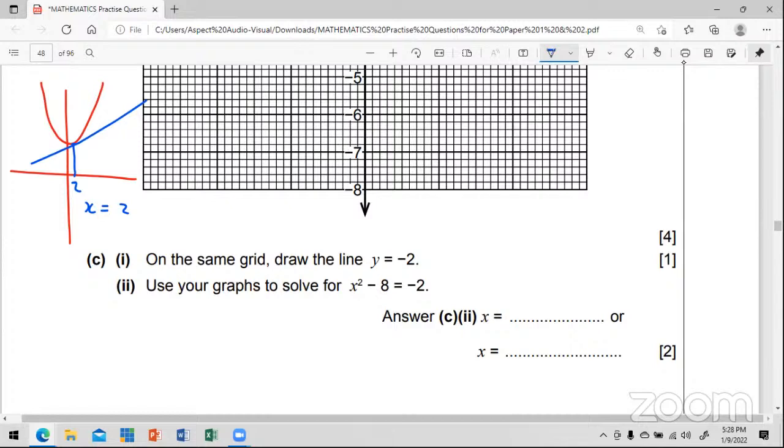So if they ask you to estimate, they might ask you to get the y value. Then you can read the y value from here. Does that make sense? So the tangent would be at that specific point.